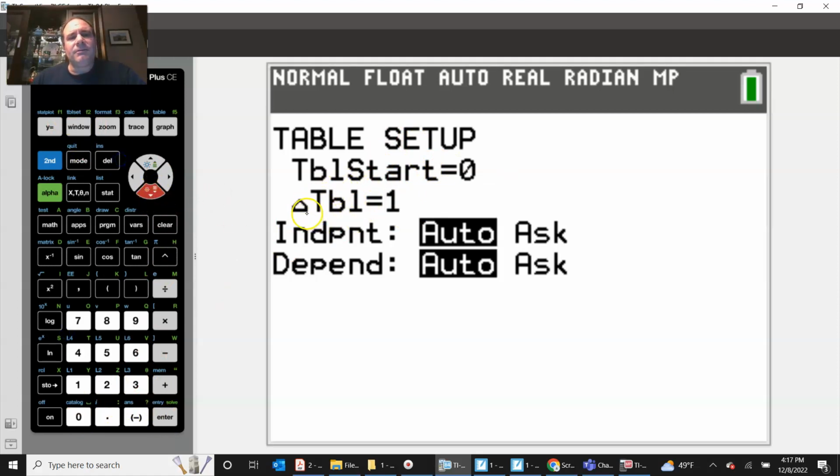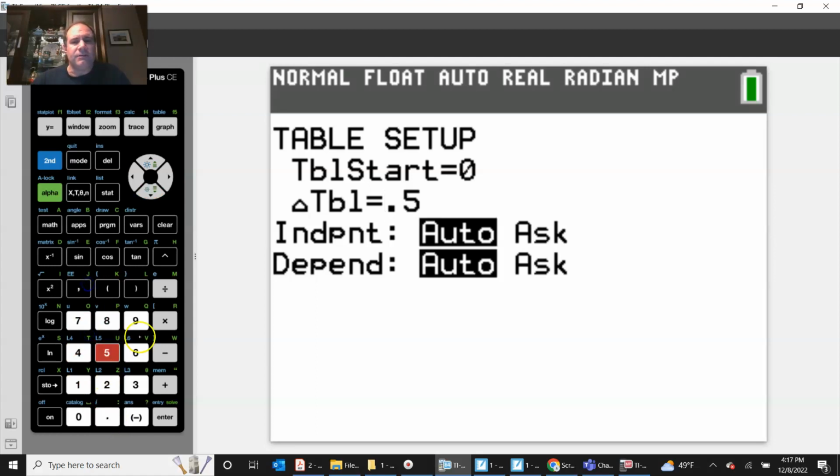But this table setting right here, and it's that delta table. It's going to tell you what the x is increasing by or decreasing by. It's going by ones, all right? And that's the input. If I want to see a half, I'm going to change that to 0.5.